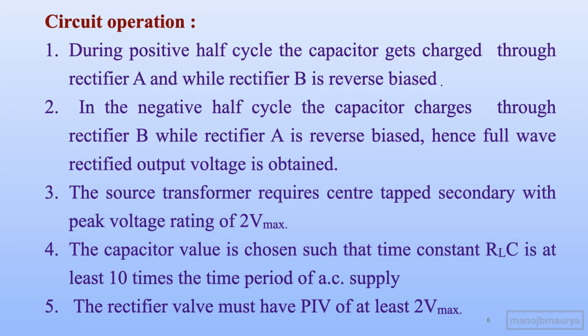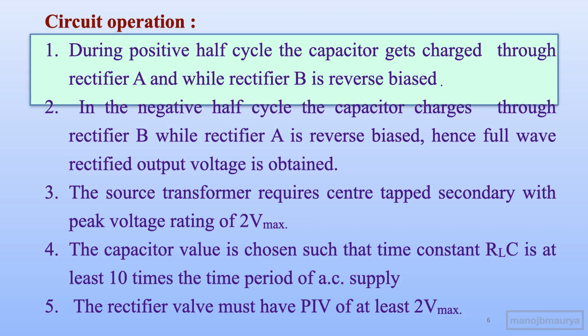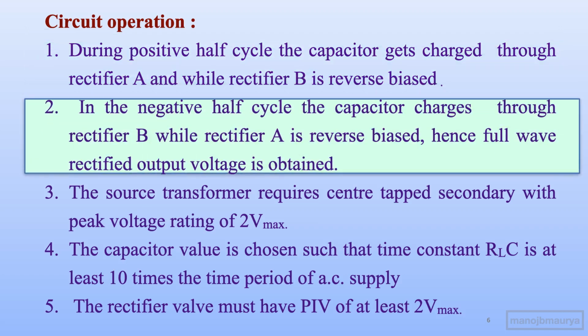Let us note down the highlights of this operation as shown on the waveform. During the positive half cycle, the capacitor charges through rectifier A, while rectifier B is reverse biased. In the negative half cycle, the capacitor charges through rectifier B, while rectifier A is reverse biased. Hence, a full wave rectified output voltage is obtained.